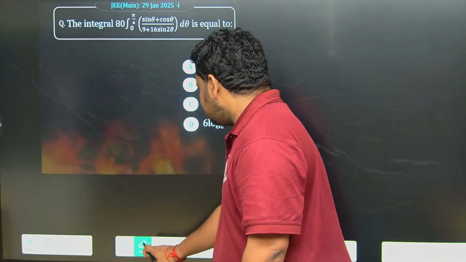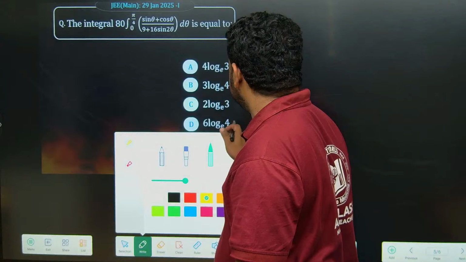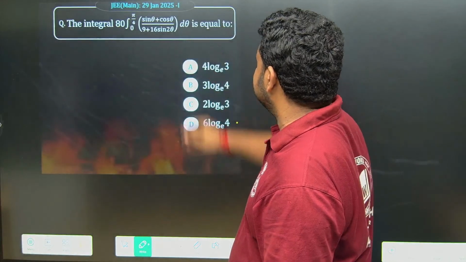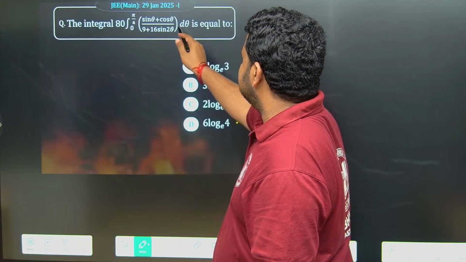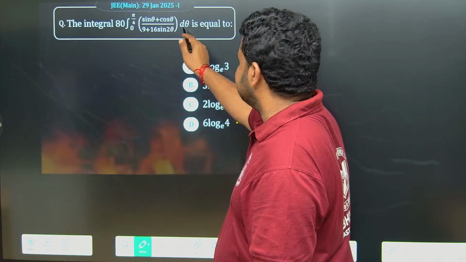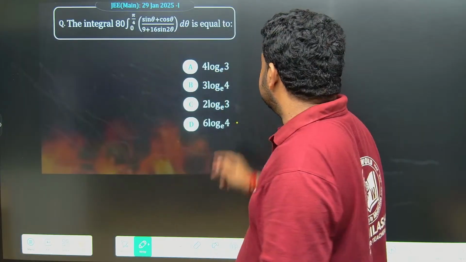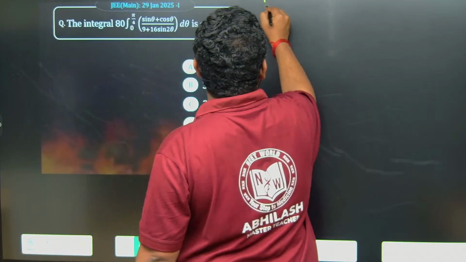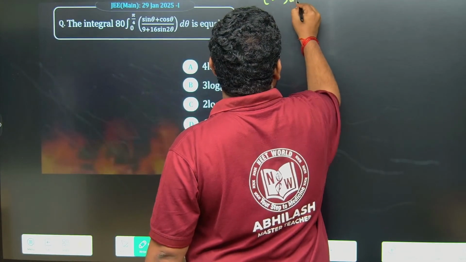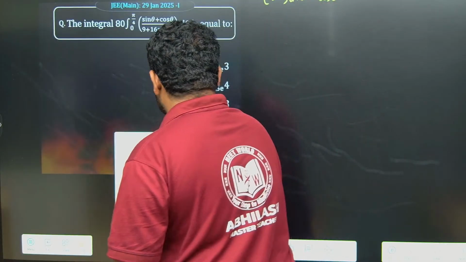Now, let us move to this question. Looking at this question, for this type of question I know that I will get sin theta plus cos theta d theta as dx, or dt. So for this, my first step is to take t is equal to sin theta minus cos theta. This is my first step.